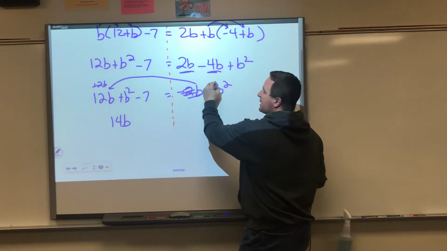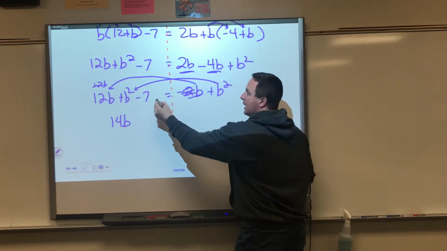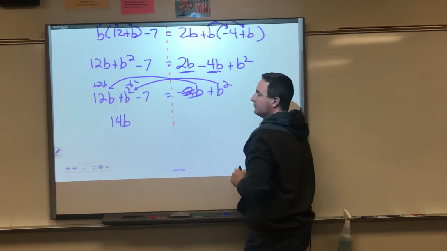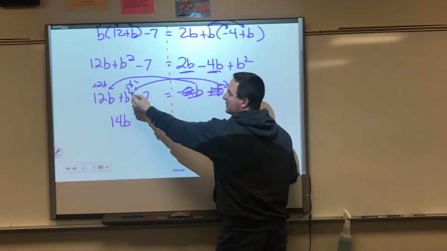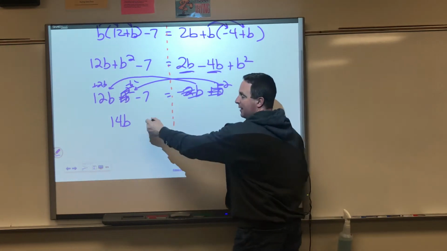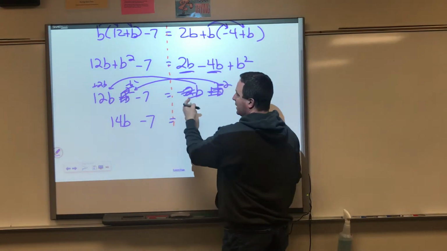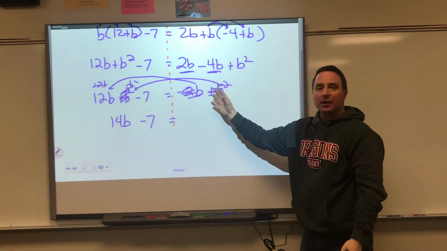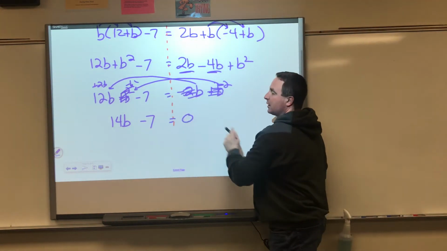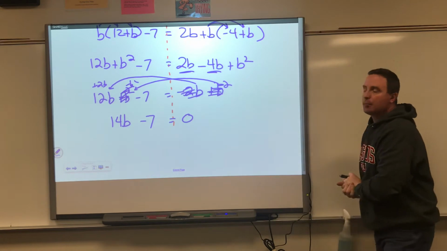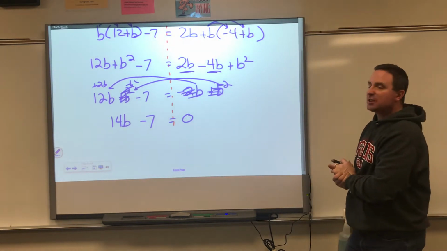B squared. What if I move this b squared over to this one? I would subtract b squared, and they actually end up disappearing. And the only thing I have left is minus 7. And when everything is gone on this side, it's equal to 0. Okay, that's looking a little bit more familiar. Again, let's see if we can just get b by itself.